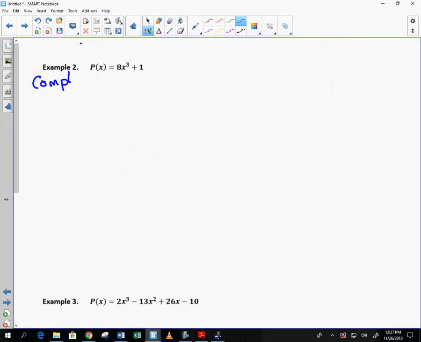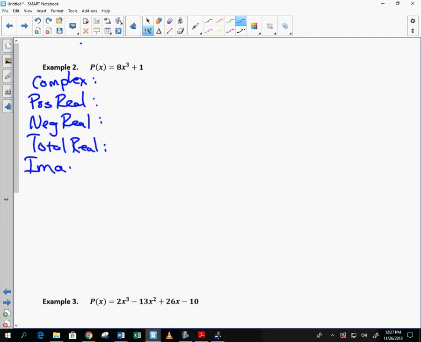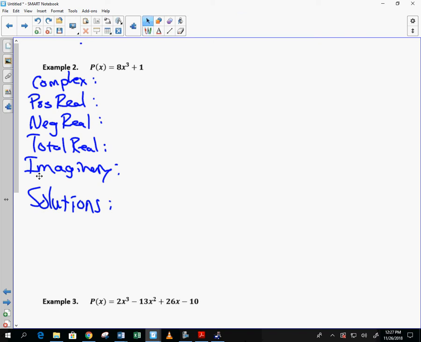Complex solutions, positive real, negative real, total real, imaginary. We'll list our solutions. Again, solutions, roots, and zeros are all the same. Why don't I choose just one? Well, because the ACT, all sorts of different books and everything, they use different terminology, so you should be familiar with all of them. How many total complex solutions will I have?